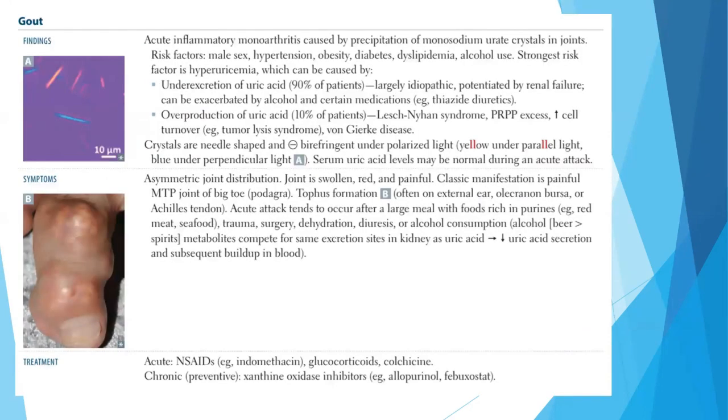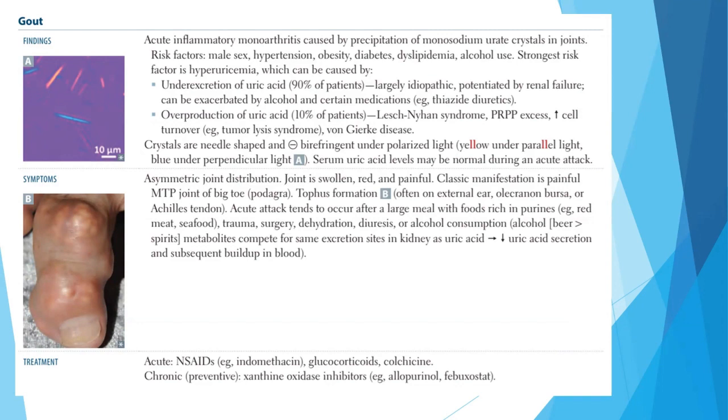So now let's review the first part of the gout. So gout is an acute inflammatory monoarthritis which is caused by the precipitation of monosodium urate crystals in the joint. Now the picture that we are seeing here, this picture is very, very important. Now this yellow and blue, or you can say pink and blue crystals, these all are the same, but the thing is that there is alignment of the crystals towards the light.